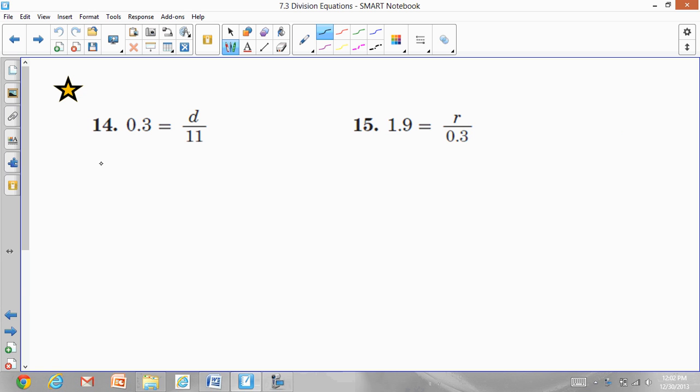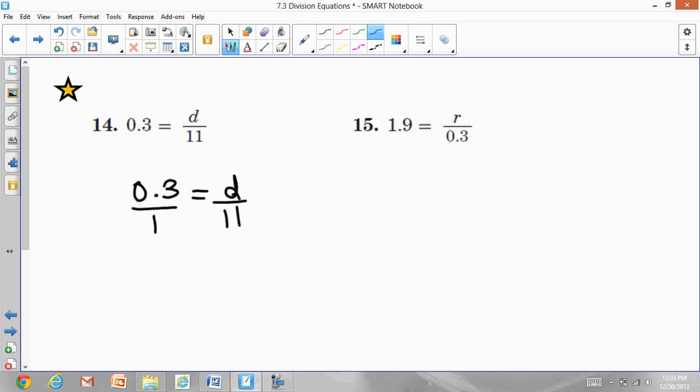Focus on question number 14. Copy this question down. So you're going to write it as 0.3 equals d over 11. Now imagine when you have to cross multiply, you need something on the bottom of 0.3. So I'm going to put a line and I'm going to stick a 1 on the bottom. So there was no 1, but now I'm going to write a 1 on the bottom because any number divided by 1 is going to give you back the number itself. So I did not really change anything.